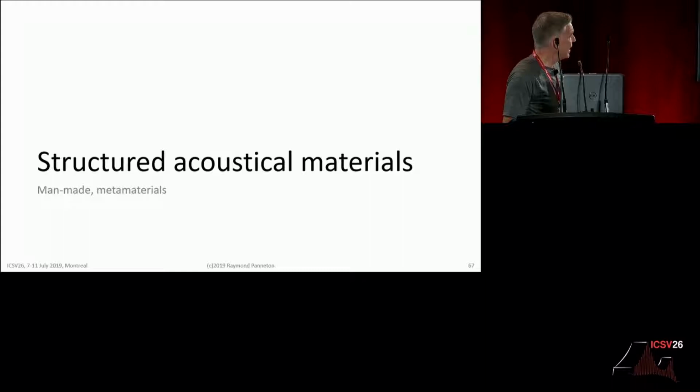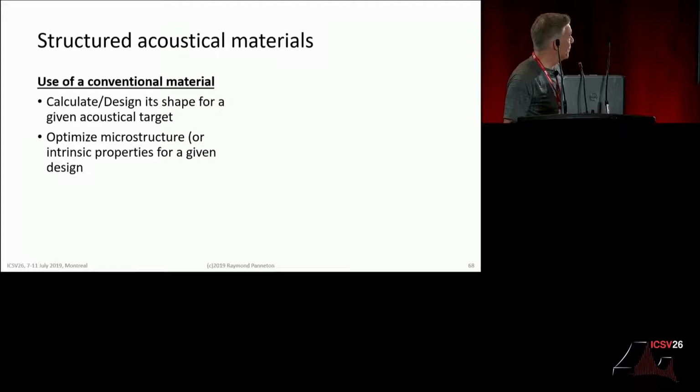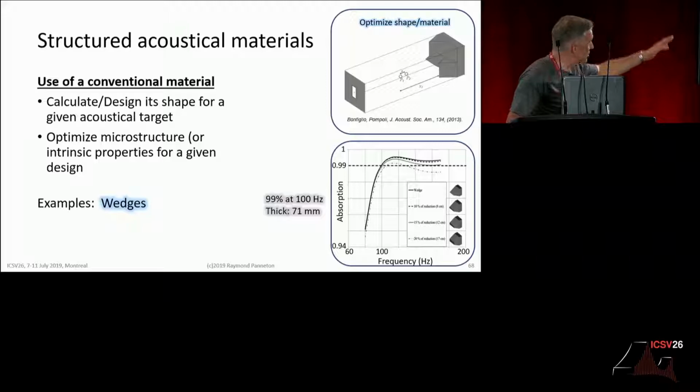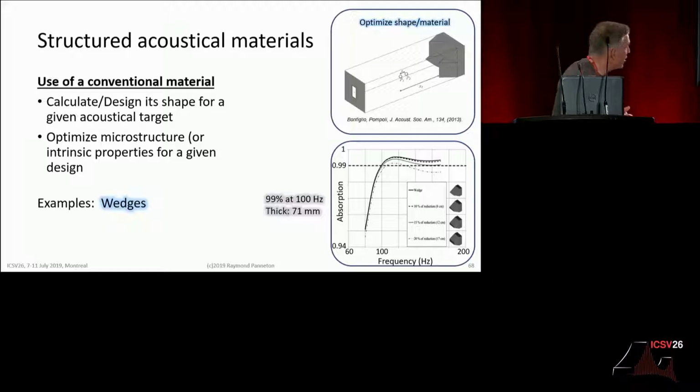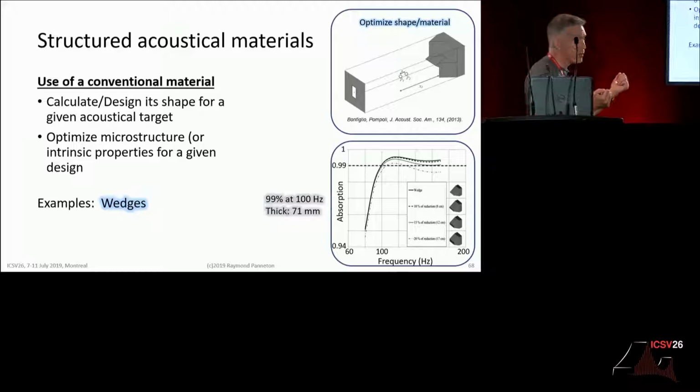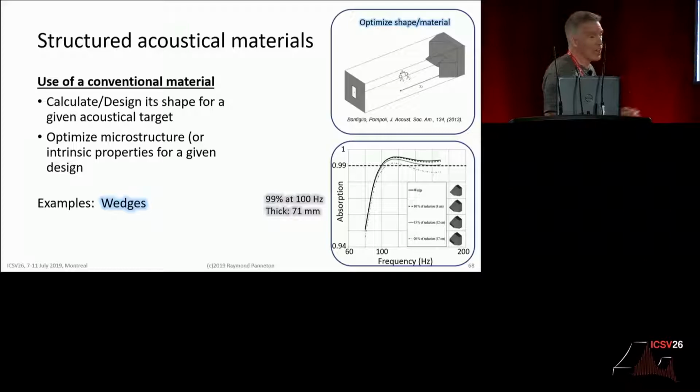And finally, to conclude, structured acoustic materials. We use structured acoustic materials because we calculate and design their shapes for a given acoustic target. We optimize the microstructure for a given design. Let's talk about the wedges that we can make from foam. If we structure the foam correctly by calculation, as done by Bonfiglio and Pompoli, we can have a maximum of an optimal configuration for a wedge structure. So we have 99% starting at 100 Hertz with 70 millimeters.